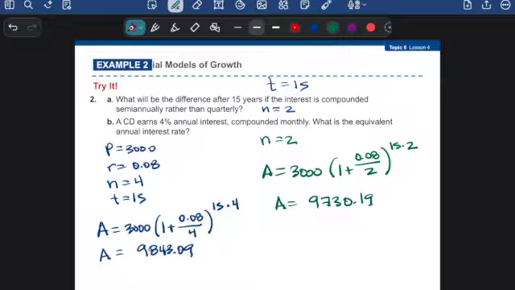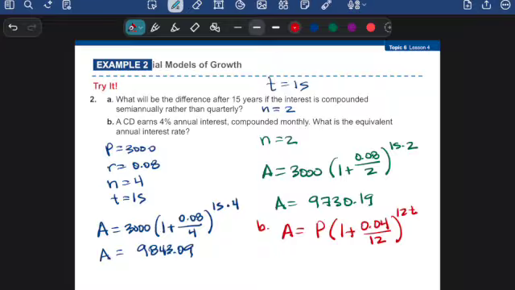Part B, a CD earns 4% annual interest compounded monthly. What is the equivalent annual interest rate? So we're just trying to simplify this. So we don't know the principal. We just know the interest rate and the amount it's compounded every year. Okay, so the principal times 1 plus the interest rate, which is 4%, so 0.04, divided by 12, because it's compounded monthly, that means it's compounded 12 times, to the 12t.